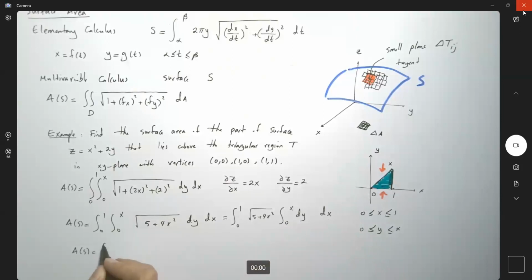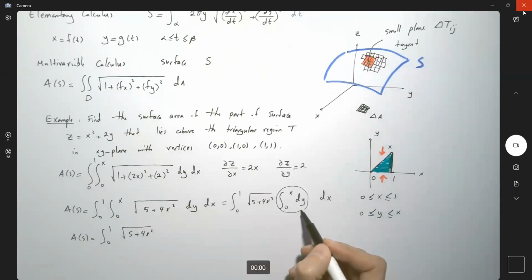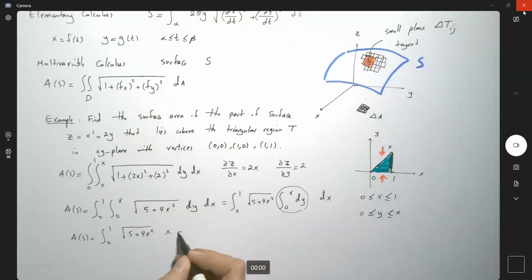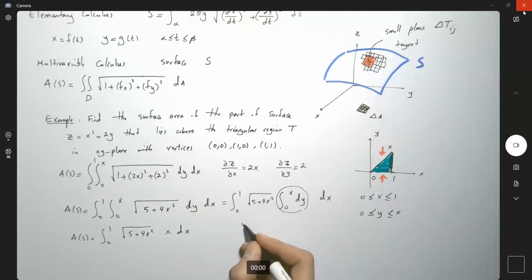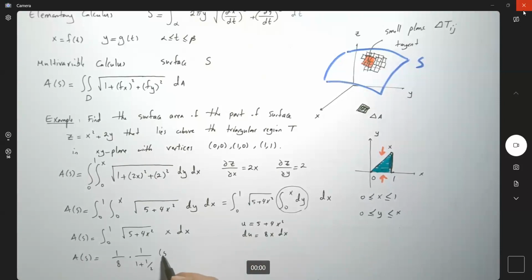A of S is equal to the integral from 0 to 1 of the square root of 5 plus 4x squared, and the integral of dy is just y between 0 and x. It is x dx. Here you can use u-substitution. u is 5 plus 4x squared, and du becomes 8x dx. So A of S is equal to 1 over 8, and this is the square root of u. So you get u to the power of a half, 1 over 1 plus a half, and 5 plus 4x squared raised to 1 plus a half.